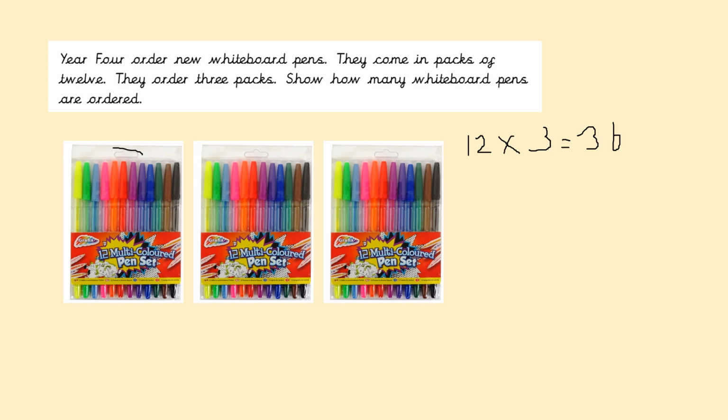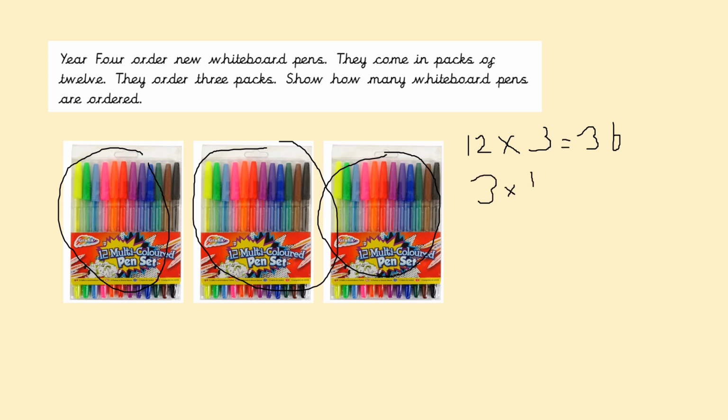We have 12, 1 lot of 12, 2 lots of 12, 3 lots of 12. So 12 is our multiplicand and 3 is our multiplier. 3 times 12 is the same. The answer will still be 36. The way we would represent that is different. We would have groups of 3 as our multiplicand is 3. We would have that 3 12 times.